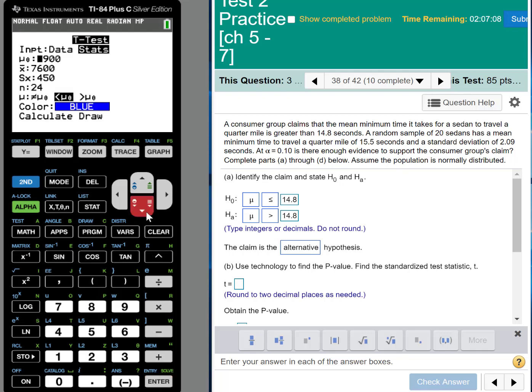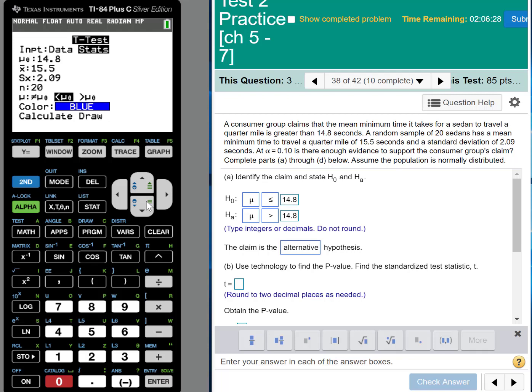Okay, so we're testing against 14.8. A random sample of 20 sedans has a mean time to travel a quarter mile of 15.5 seconds. So put 15.5 seconds. And a standard deviation of 2.09. He didn't say population standard deviation, so that must be S. N is 20. At alpha equal 10%, is there enough evidence to support the claim?